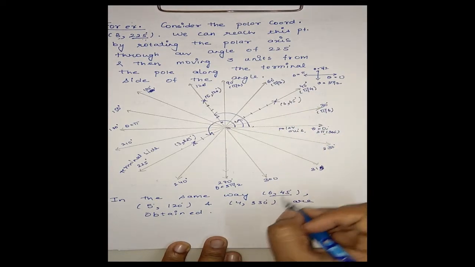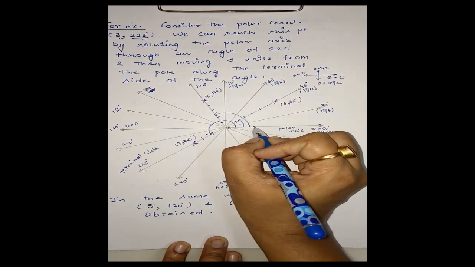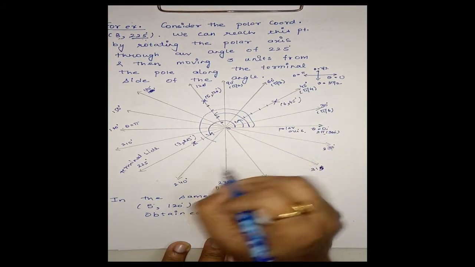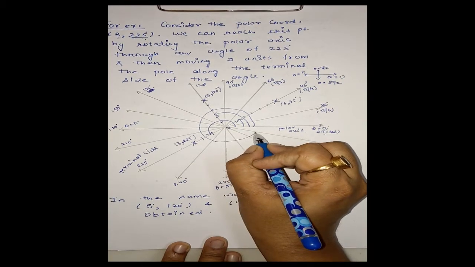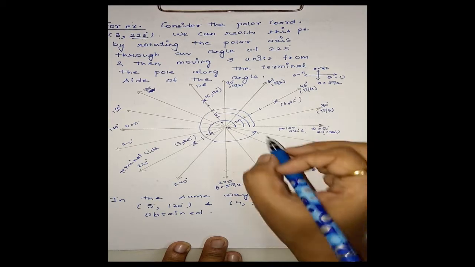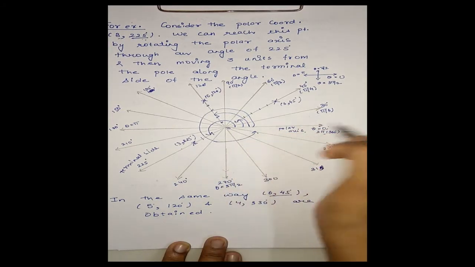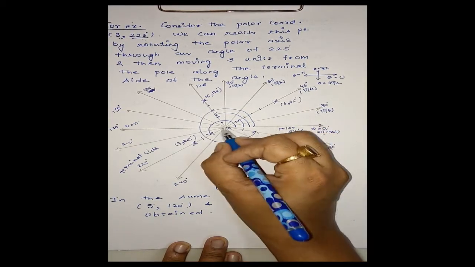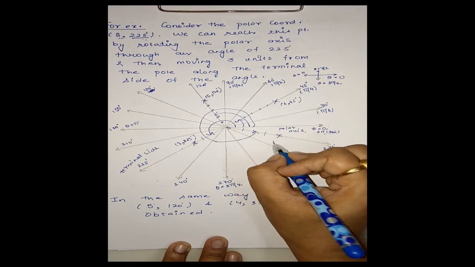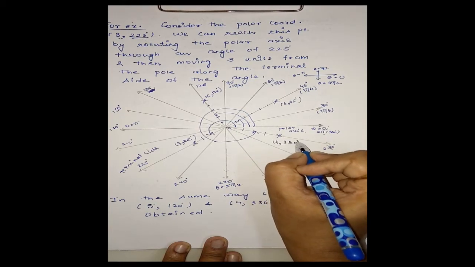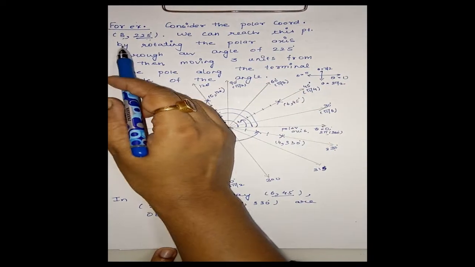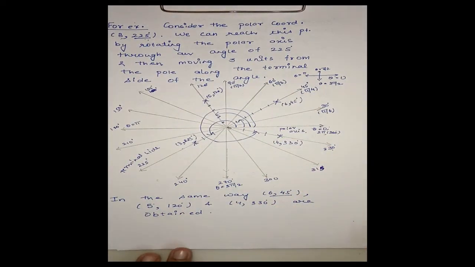Same way, (4, 330 degrees). 330 is here. This can be reached by rotating the polar axis through an angle of 330 degrees, and then taking 4 units from the pole: 1, 2, 3, 4. This is the pole or the origin. That means this point is (4, 330 degrees). This is how polar coordinates are plotted on the graph.